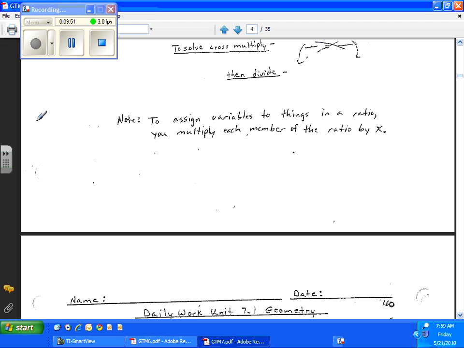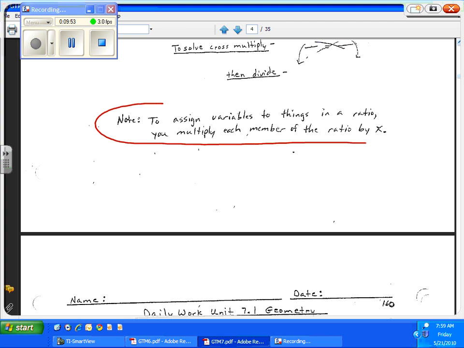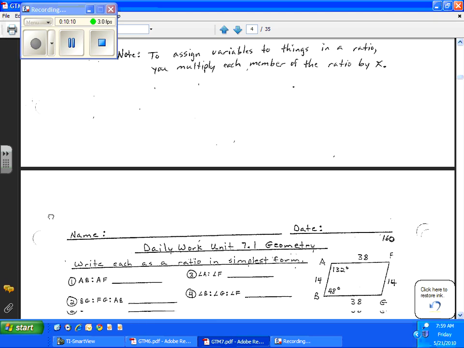This little rule right here is actually Rule 4 on page 52 of the Algebra 1 text. To assign variables to things in a ratio, you multiply each member of the ratio by x and have only one name. So we want to remember that little rule as we do the daily work here. So let's move on into the daily work.